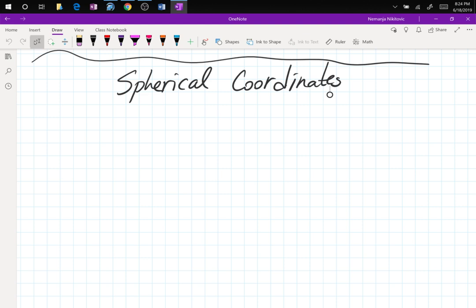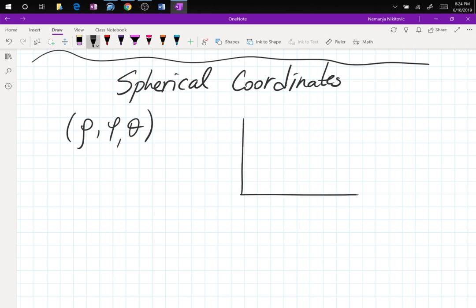The spherical coordinates now are changing notation just to make things even more annoying. We're going to have rho, phi, theta as the coordinates, and we need to understand what these coordinates are in our x, y, z realm.